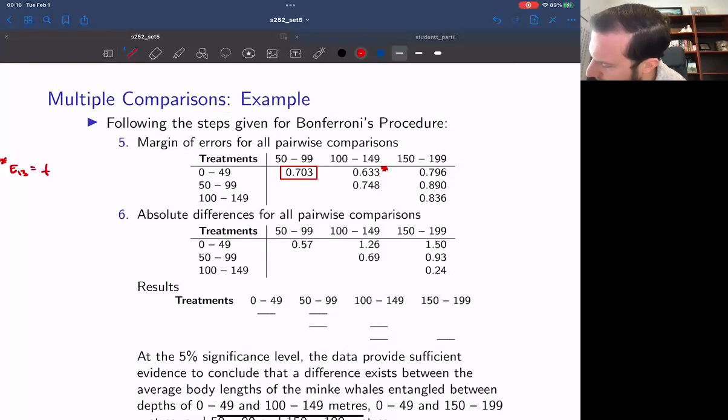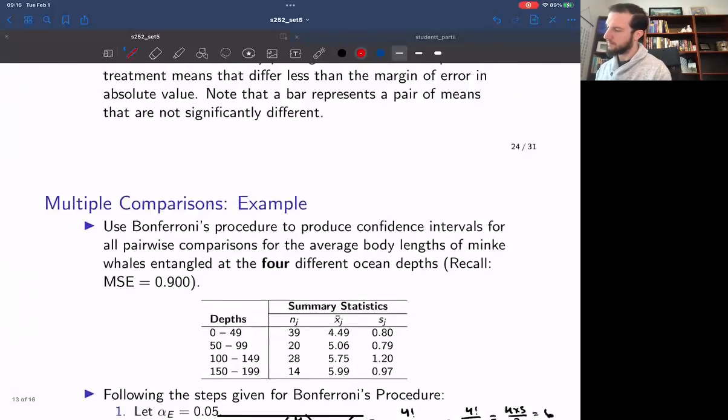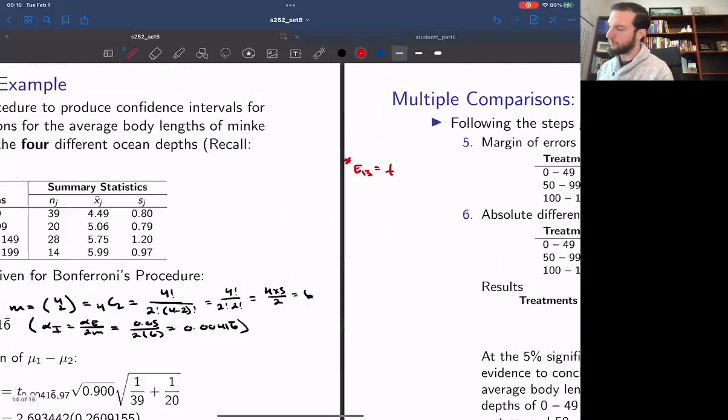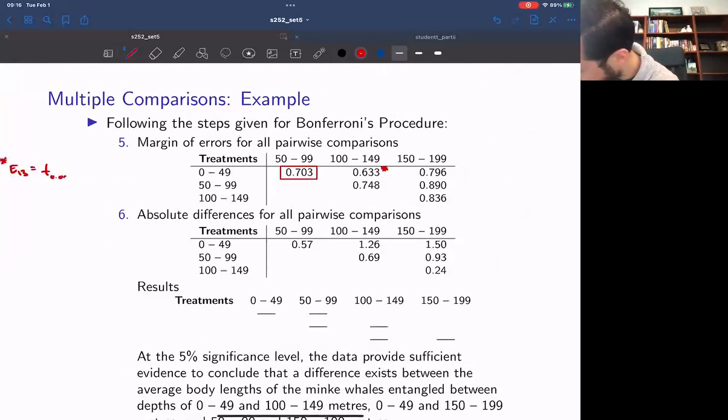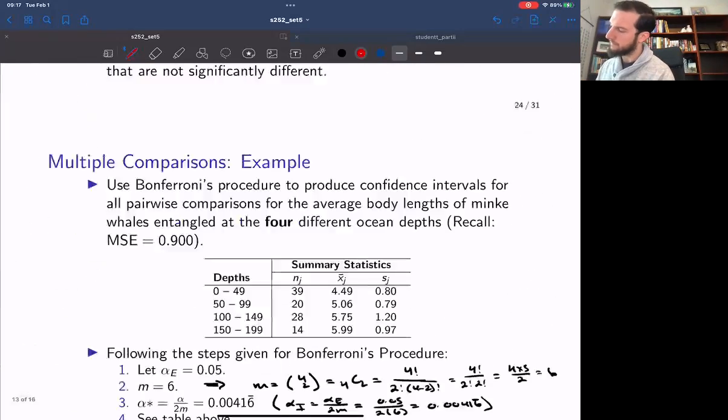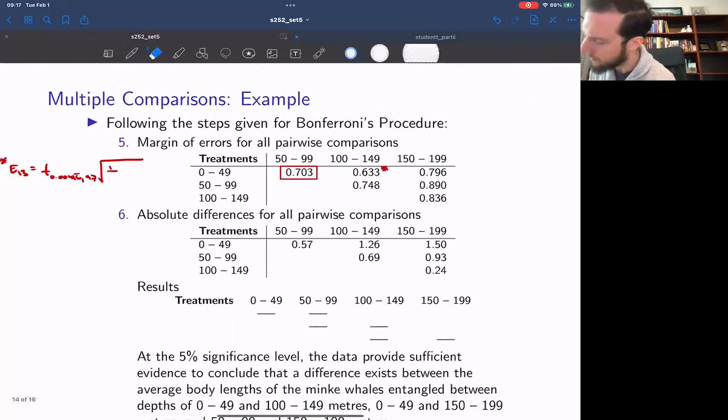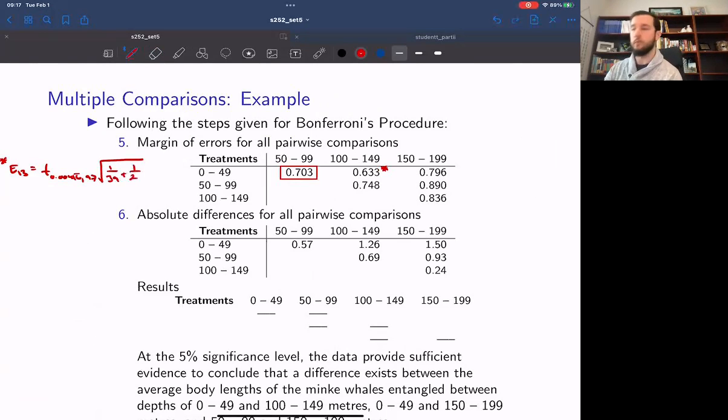our t value on 0.00, 97, times the square root of 0.9 times (1 over 39 plus 1 over 28). So you can see what's happening here is we're actually just shifting the sample sizes in each of the margin of error comparisons for this particular example.